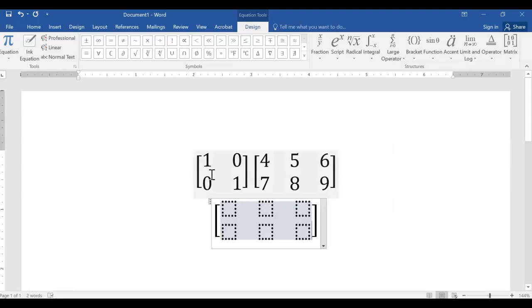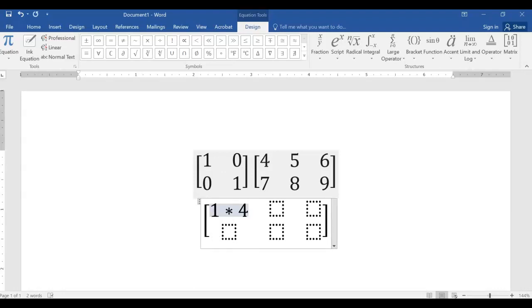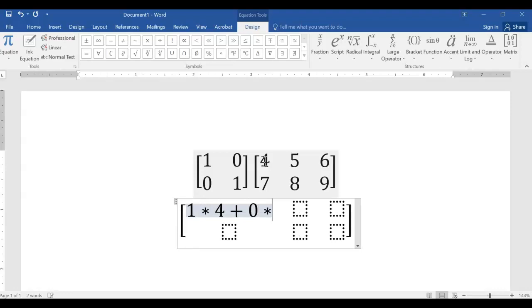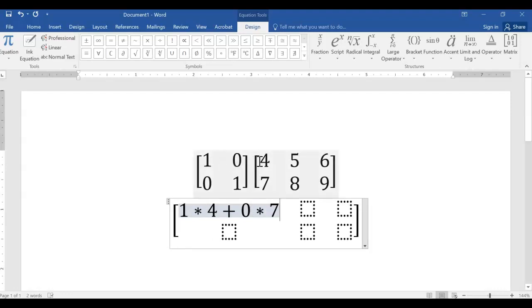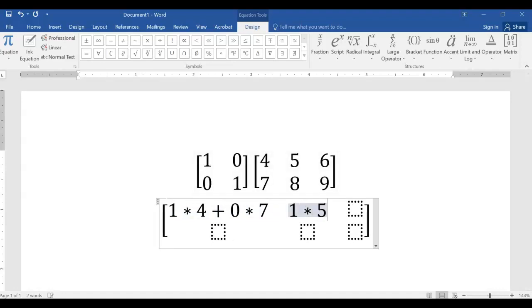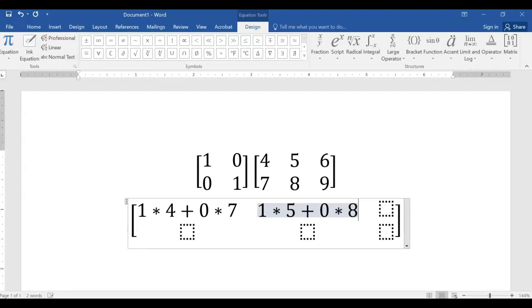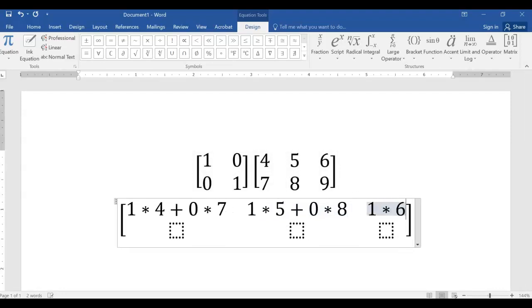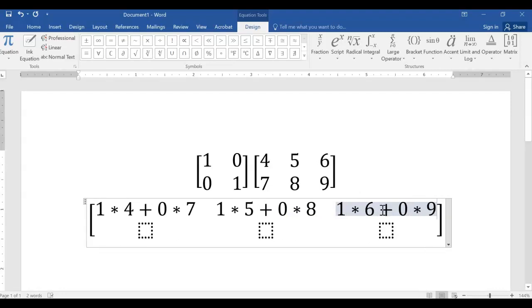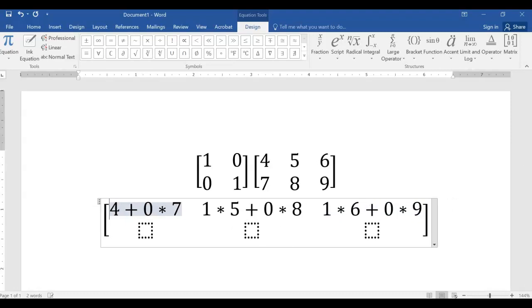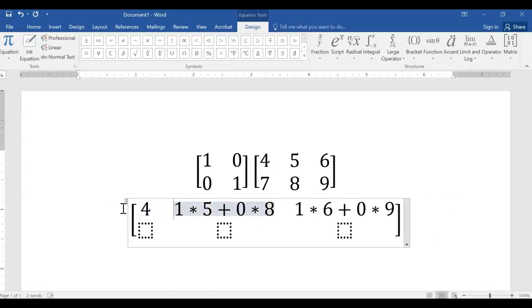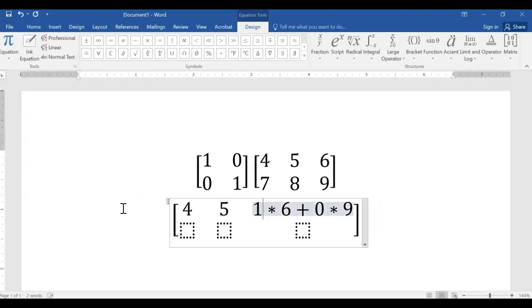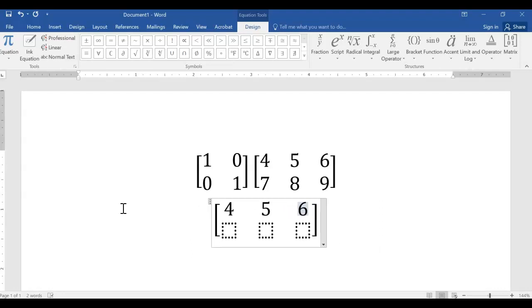And really nicely, I'll do this for the first couple and then I won't write it down anymore. But if I row column expand, I'm going to get 1 times 4 plus 0 times 7 as my first entry, and then I'm going to get 1 times 5 plus 0 times 8, 1 times 6 plus 0 times 9. Notice what's happening there. 1 times anything is itself. 0 times anything is 0. So all we're getting, and you can show that this has to be the case every time, is just getting back the first row.